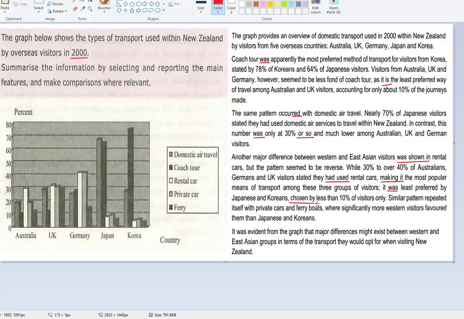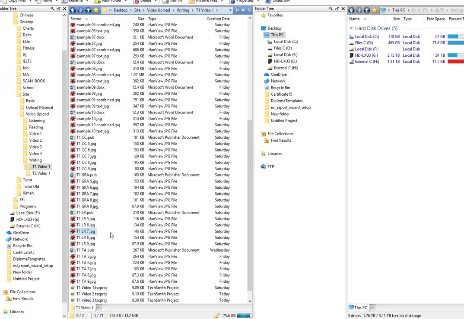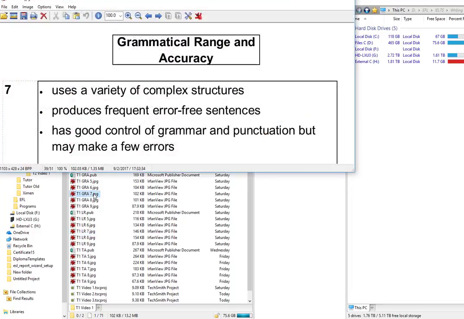Chosen by, another passive structure. Okay, and then here, where the analysis comes in, we see the present tense. So there's a good mix of structures. So for grammar, we saw a good variety, so probably a 7 for grammar.